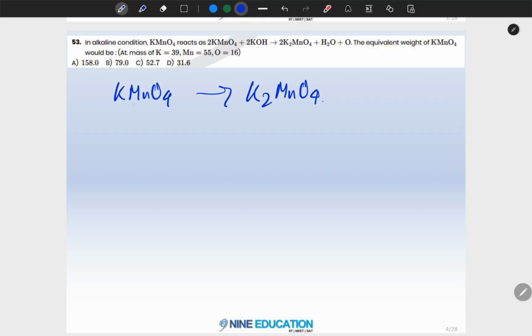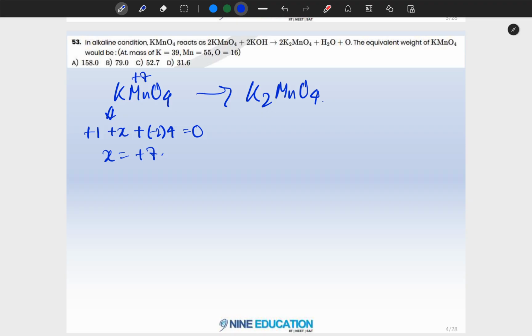So what is the oxidation state of manganese in potassium permanganate? That is plus 7. How are we doing this calculation? For potassium, what is the stable oxidation state? That is plus 1. Let us consider the oxidation state of manganese to be plus x. And what is the stable oxidation state for oxygen? That is minus 2, so minus 2 into 4. What is the overall charge on this molecule? That is 0. So what is the value of x I am getting? That is plus 7. So manganese is present in the plus 7 oxidation state in KMnO4.